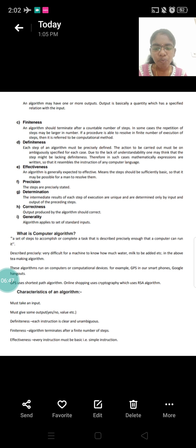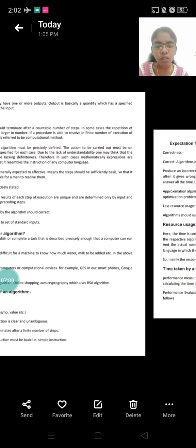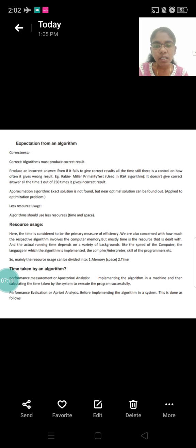Characteristics of an algorithm: it must take an input, and must give some output, such as a yes or no value, etc. Definiteness: each instruction is clear and unambiguous. Finiteness: the algorithm terminates after a finite number of steps. Effectiveness: every instruction must be basic, like a simple instruction. Expectation from an algorithm. Correctness: correct algorithms must produce correct results.